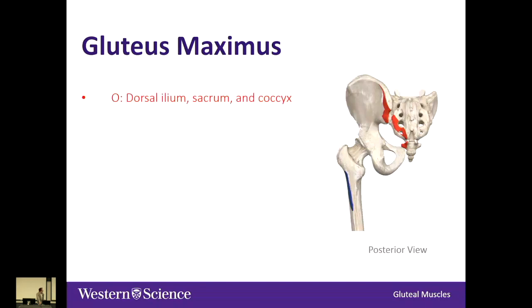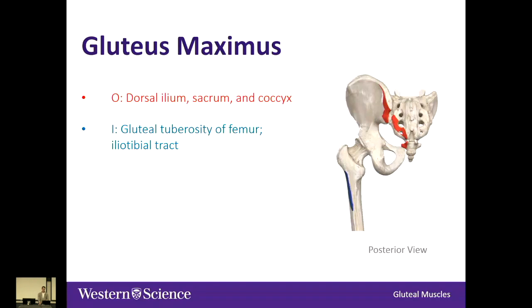Since we just did this osteology, hopefully you can figure out what some of these landmarks are. So in red, with just the dorsal or the back part of the ilium, the sacrum, and the coccyx is where it's starting from. And it's going to go across the hip joint, insert below that big lateral bump on the femur at the gluteal tuberosity. Okay, so this muscle is crossing the hip joint from behind, which means it's going to act on the hip joint from behind.